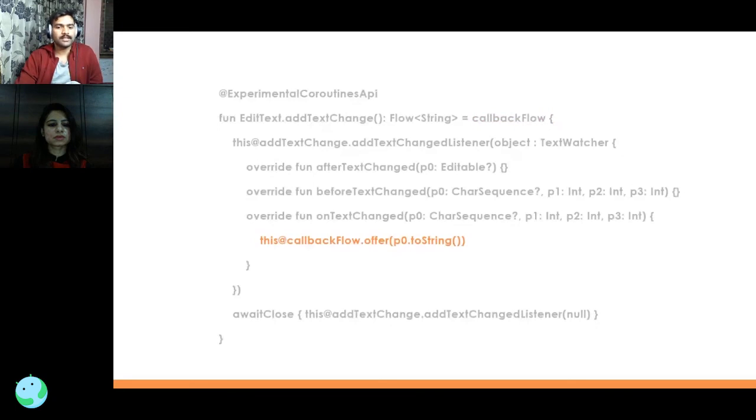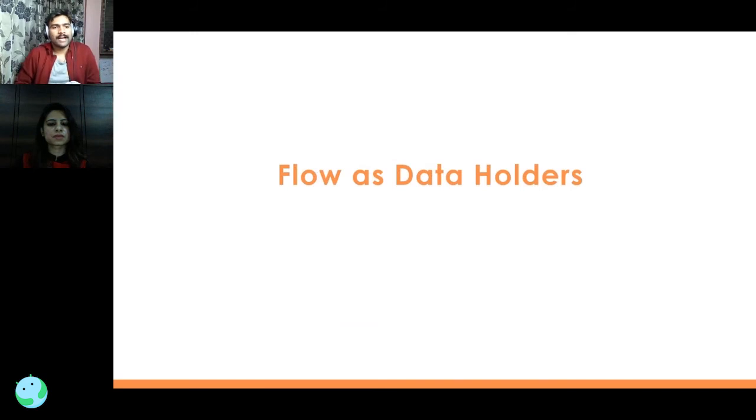So here in this case, it's p0.toString. Basically we are offering the string sequence which we are entering into the edit field. And after that, when we have done that offering and it's converted from the callbacks, we close it. To close it, we use await close. So that's how you can convert RxJava to Kotlin coroutines and flow code, as well as how you can use flow in your project.